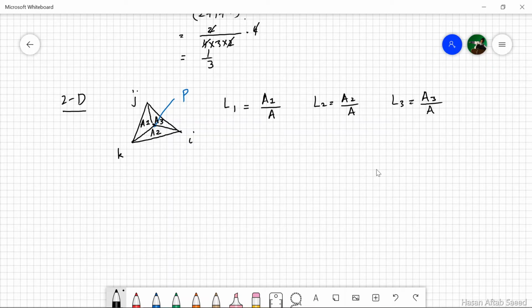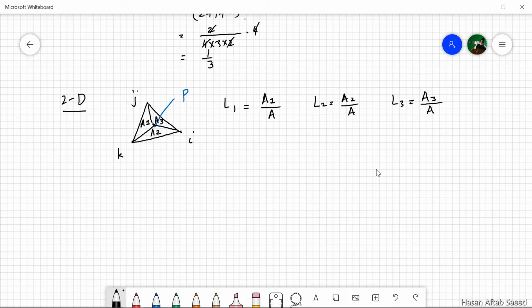Now, if this point P moves to node I, then L1 becomes 1 and L2 and L3 become 0. And similar is the case if it moves to node J or node K. This is a property of shape functions.